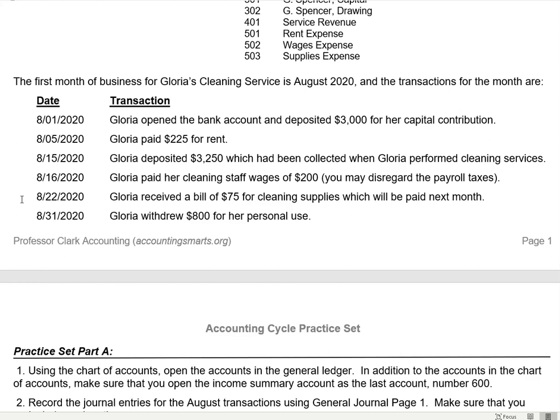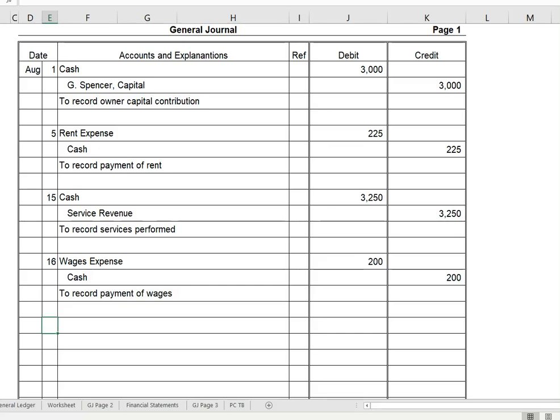Let's look at number 5. On the 22nd of August, she received a bill for cleaning supplies, which will be paid next month. Okay, so it's saying she's going to pay it next month. In other words, she's going to pay that later. So we will be using accounts payable. And it's for cleaning supplies. So she buys her supplies, she puts them in a room, they stay there until she uses them. So we're going to use the 22nd, so we're going to use the account supplies. This is an asset account because it's something that we own, right? We own it until we use it, and when we use it, it becomes an expense.